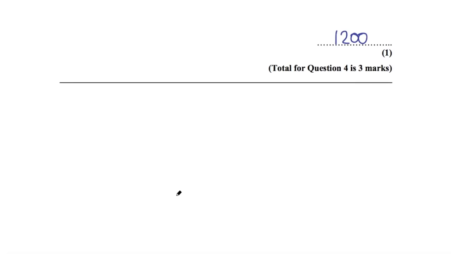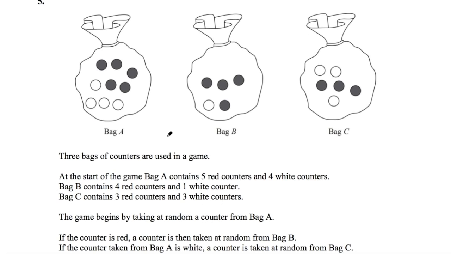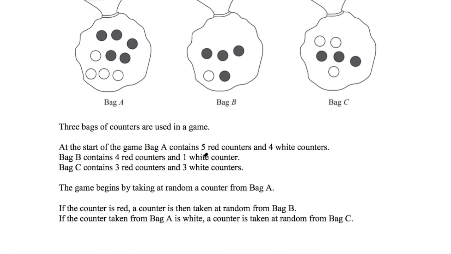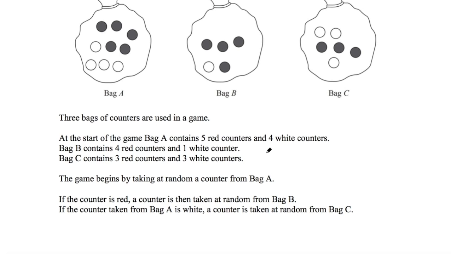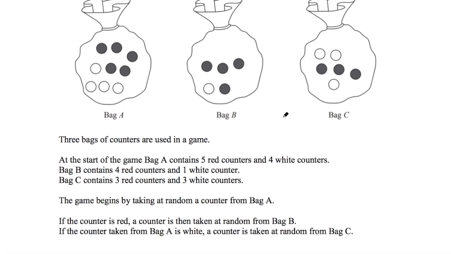Question 5 says 3 bags of counters are used in a game. At the start of the game, bag A contains 5 red counters and 4 white counters. Bag B contains 4 red counters and 1 white counter. Bag C contains 3 red counters and 3 white counters. The game begins by taking at random a counter from bag A. If the counter is red, a counter is then taken at random from bag B. If the counter taken from bag A is white, a counter is taken at random from bag C.